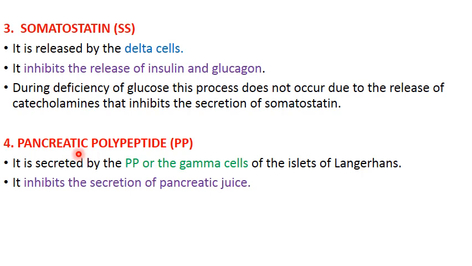Fourth and the last hormone of the pancreas is pancreatic polypeptide, short form PP. That is secreted by the PP or gamma cells of the islets of Langerhans. It has an inhibitory function: it is going to inhibit the secretion of the pancreatic juice.